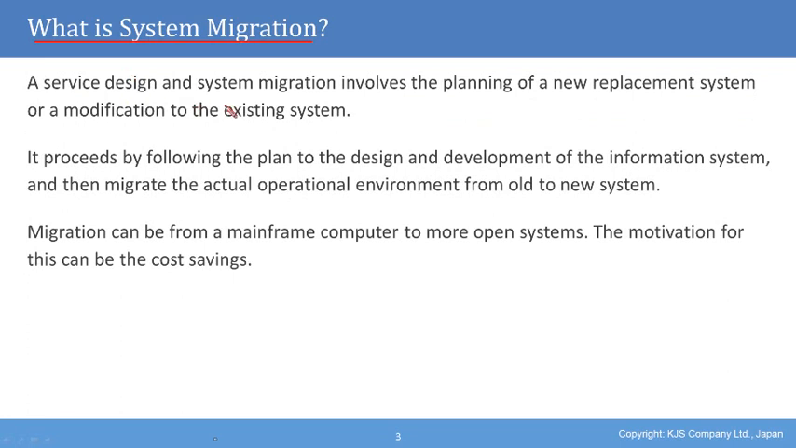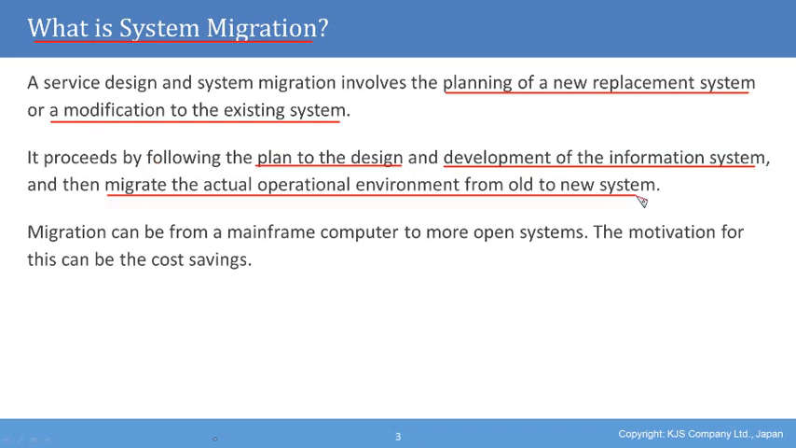A service design and system migration involves the planning of a new replacement system or a modification to the existing system. So it's about planning a replacement or about modifying the current system that you have. It proceeds by following the plan to the design and development of this information system and then migrating the actual operational environment from old to new. So we have some stages. We have the planning and the designing, we have to develop the information system, and then you have to carry it out. You have to migrate the actual operational environment from old to new.